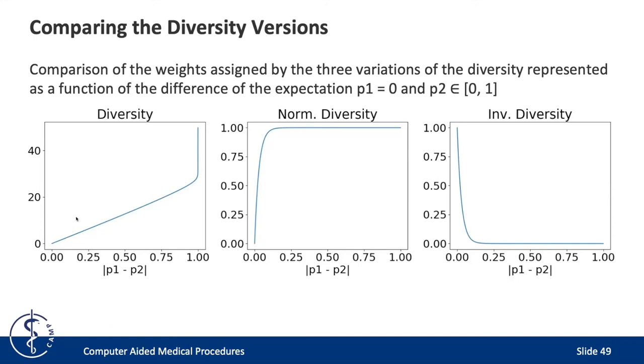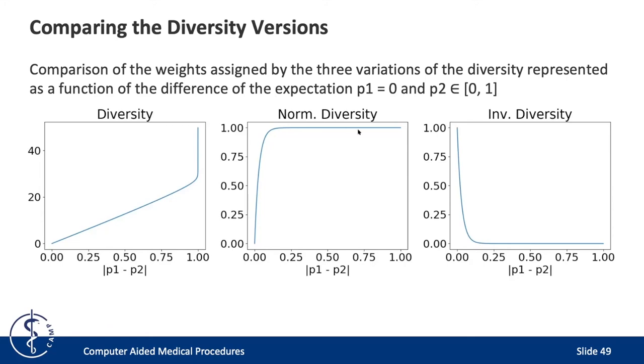As we can see here, the diversity will start weighting very, very high. It has an almost exponential growth here. So the elements that are different will have a very, very high weighting compared with the rest of the points. Something similar happens to the inverse of the diversity. When we have elements that are close or similar, where the difference between their expectations is small, we have a very high weighting factor that starts to decrease exponentially when we increase the difference between the expectations of these two particular points.